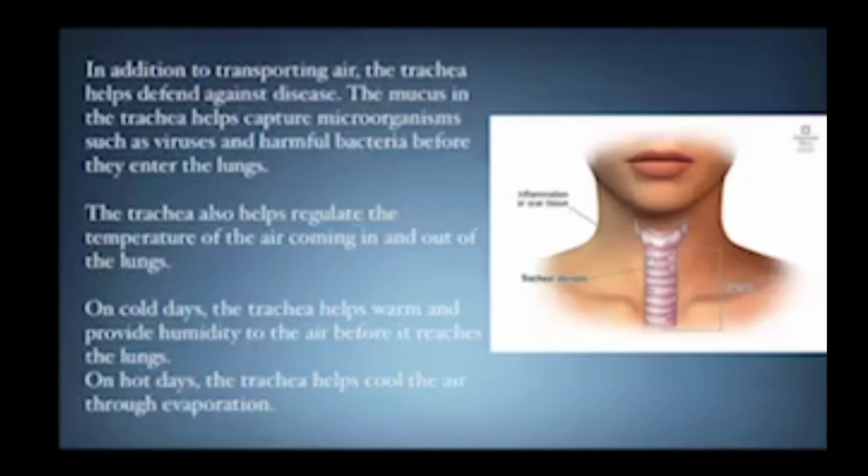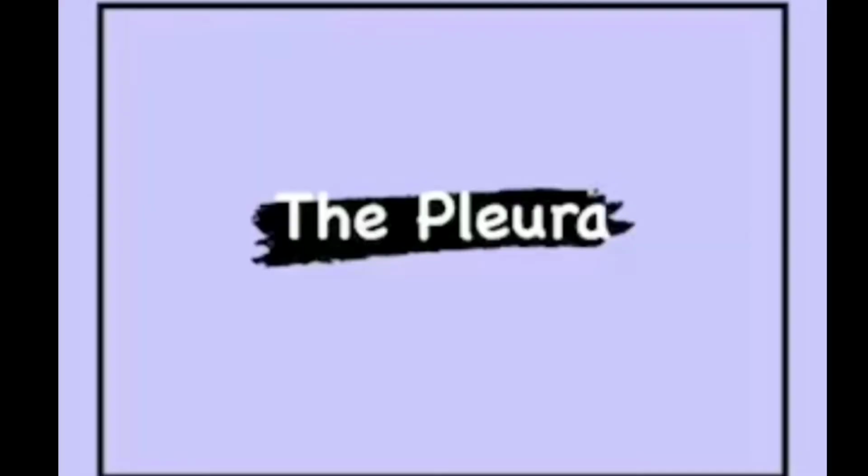In addition to transporting air, the trachea helps defend against disease. The mucus in the trachea helps capture microorganisms such as viruses and harmful bacteria before they enter the lungs. The trachea also helps regulate the temperature of the air coming in and out of the lungs. On cold days, the trachea helps warm and provide humidity to the air before it reaches the lungs. On hot days, the trachea helps cool the air through evaporation.